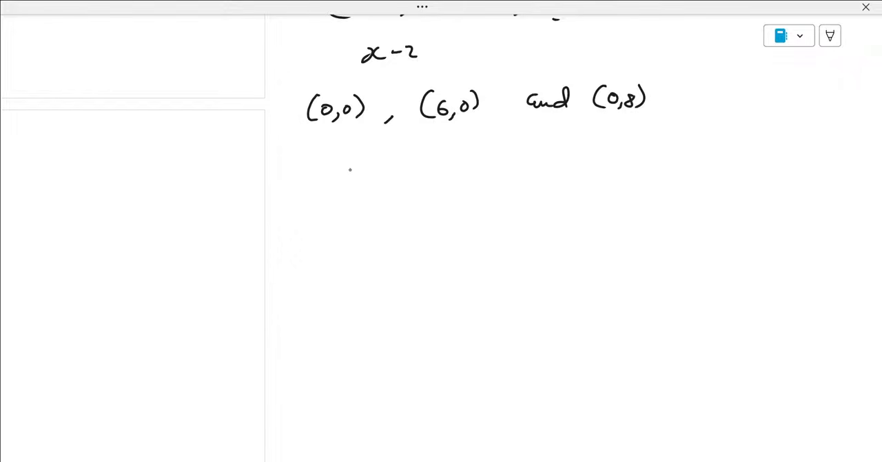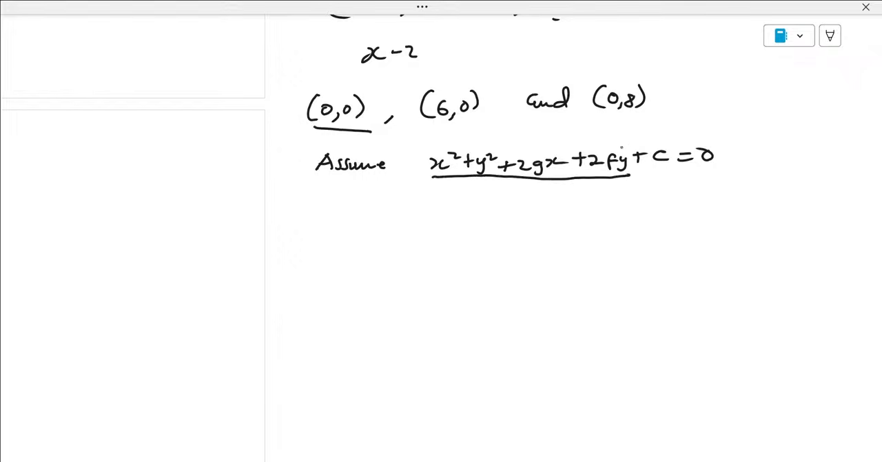So first, you assume the general equation of a circle, which we know is x squared plus y squared plus 2jx plus 2fy plus c equal to 0. So this is the general form of the equation. First, you substitute these values in here. Let me do that one and then you see. Then you do the same thing for this one and then this one. After that, you give me your answer.